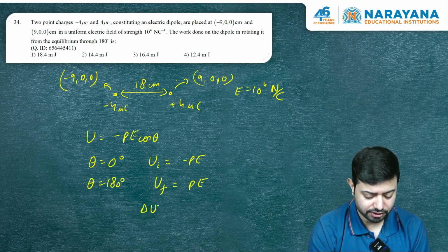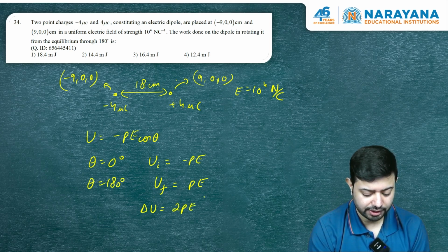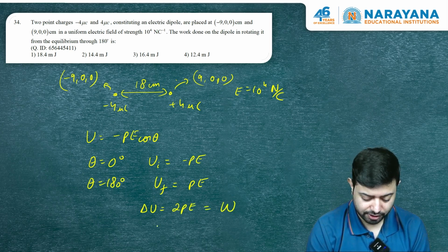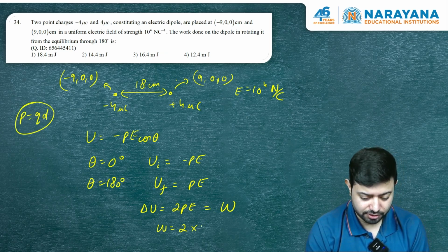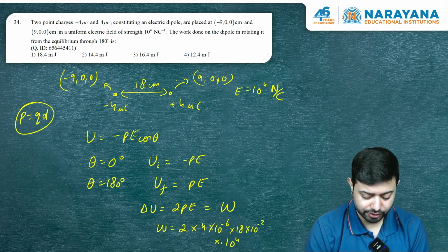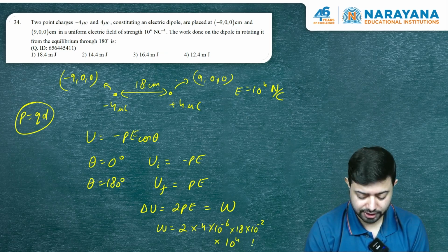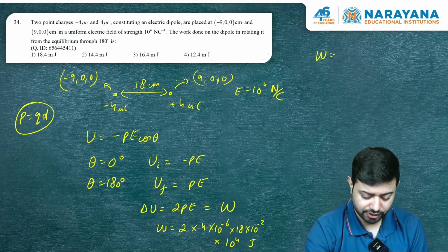So, what is the change in potential energy? 2 P E, and from where will this change come? From the work done, correct. So, work done will be nothing but 2 times the dipole moment. What is dipole moment? Charge into distance. So, how much is charge? 4 into 10 to the power minus 6, and distance is 18 into 10 to the power minus 2, and my electric field is 10 to the power 4. So, the answer will be in joule. So, how much is the work coming in joule now?